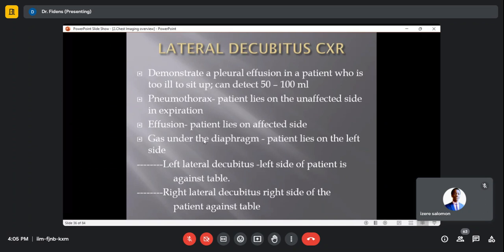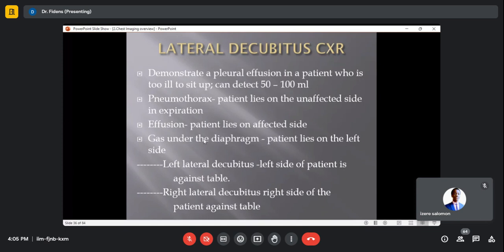Lateral decubitus, it can demonstrate a pleural effusion in a patient who is too ill to sit up. That's one of the reasons. Remember the one who asked me about lateral decubitus, the positioning, I'll show him. But when there is small pleural effusion, or for the patient that is too ill to sit up, the X-ray in lateral decubitus can detect up to 50 to 100 mL. It can help in diagnosing the pneumothorax, patient lying on the unaffected side.